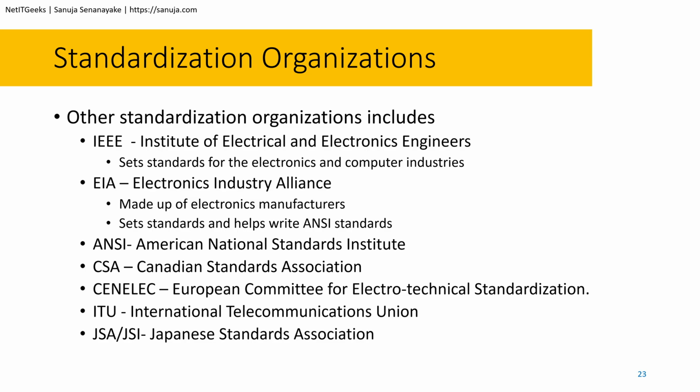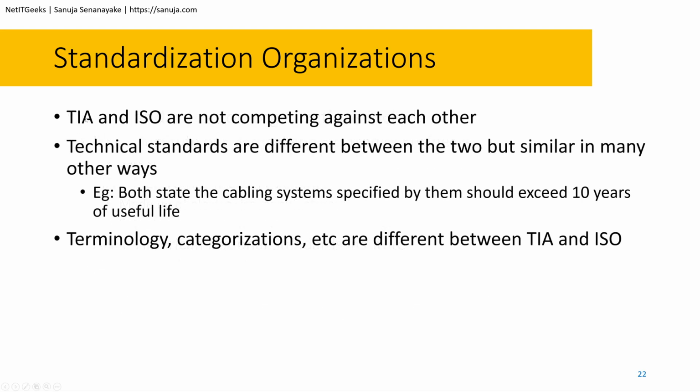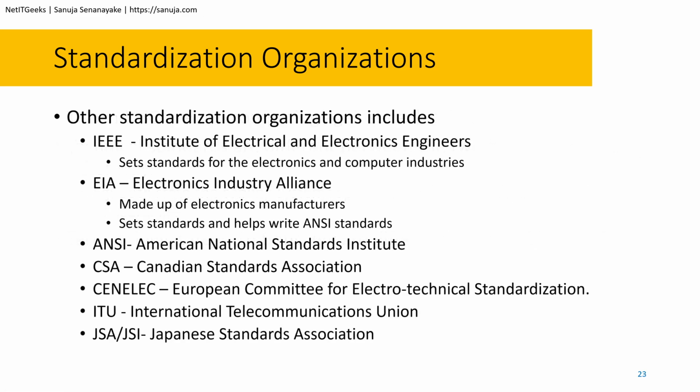The European Committee for Electrotechnical Standardization is another organization. The International Telecommunication Union, or ITU, is another one. The JSA and JSI, which is the Japanese standards association, is responsible for the Japanese side of the equation. Again, JSA has very similar regulations as IEEE, and the other two organizations I mentioned before, the TIA and ISO. So none of these organizations try to attack each other. They are trying to work together and make sure that each of these regions and countries are represented properly.